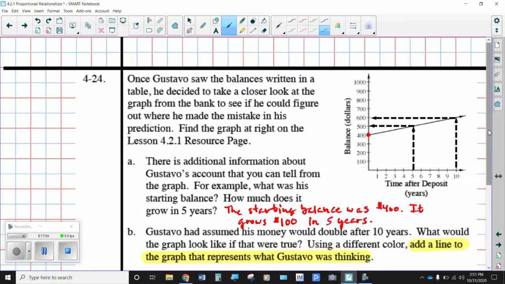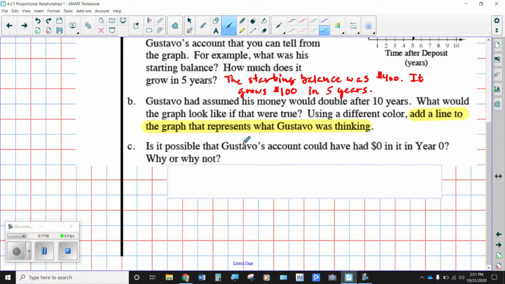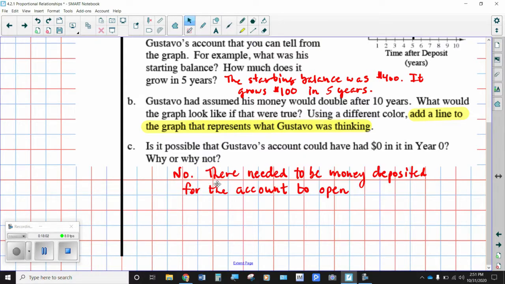That's where we get to this part. Is it possible that Gustavo's account had $0 in it in year 0? And the answer to that is no. I mean, you need to have money deposited into an account before you can open it. You don't just open an account with nothing in it and have the bank start giving you money. You've got to start with money in it, and then it starts earning interest over time. So this is not even remotely possible for that to be the case.